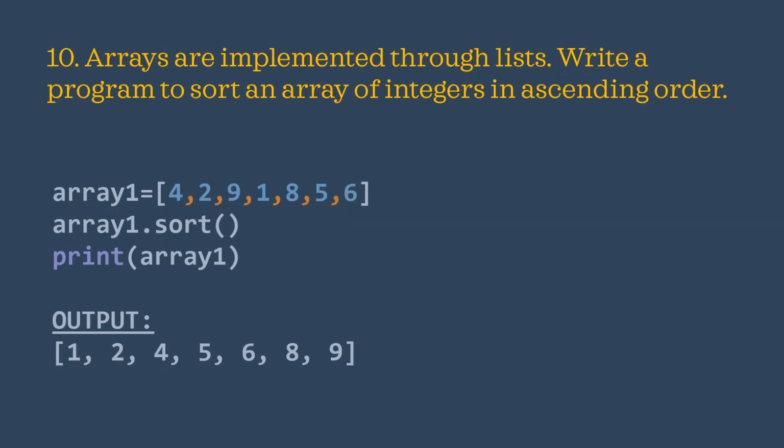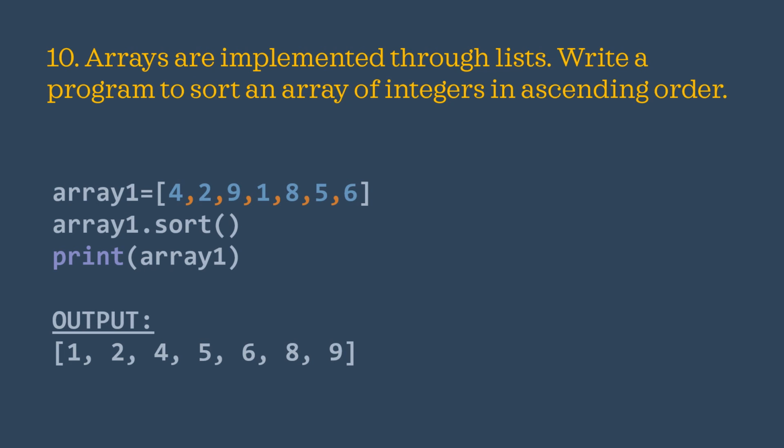Now arrays are implemented through lists. Write a program to sort an array of integers in ascending order. So here there is one array, let's say having name array1, having some values 4, 2, 9, 1, 8, 5, 6. And as it is mentioned, arrays are nothing but lists of integers. So we have kept them within square brackets.